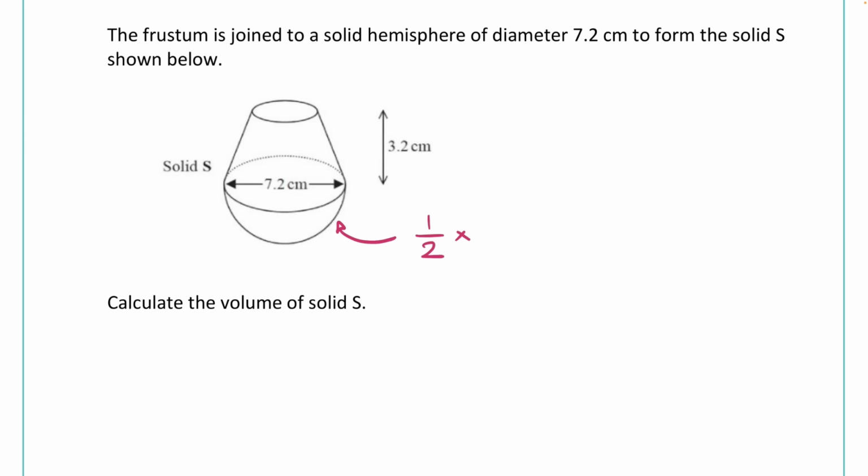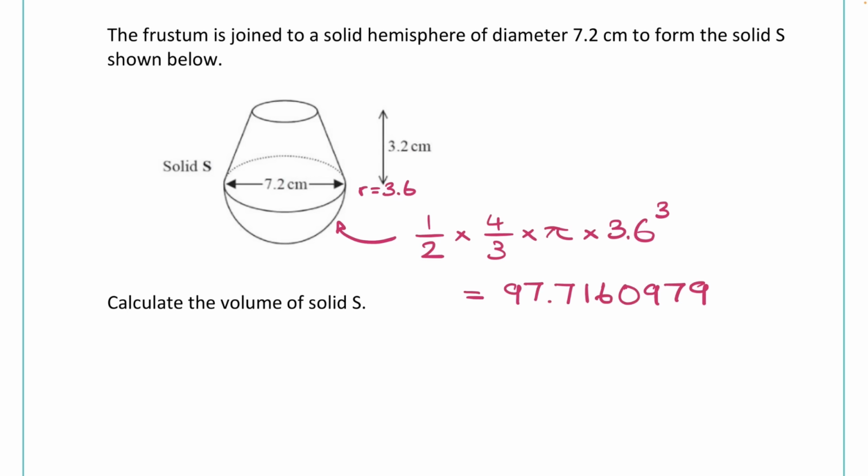So 1/2 times 4/3 times pi times the radius cubed. Now the radius is half of that diameter, so 7.2 divided by 2 is 3.6. So 3.6 cubed. I do like to label next to it that I've worked the diameter out, so r is 3.6. And we can type that straight into our calculator. So 1/2 times 4/3 times pi times 3.6 cubed. There we go, that gets me the volume of the hemisphere. So 97.7160979, and that is the hemisphere.